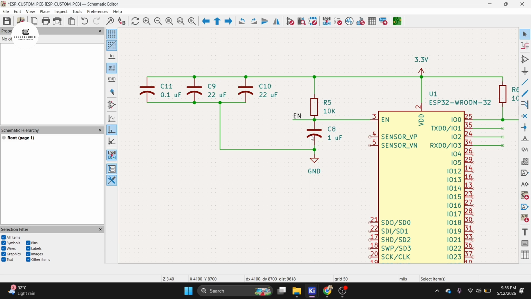So this is how the USB to UART and auto restart circuit works in an ESP32 custom PCB. In the next video I will start the integration of all the sections together into the final ESP32 schematic.